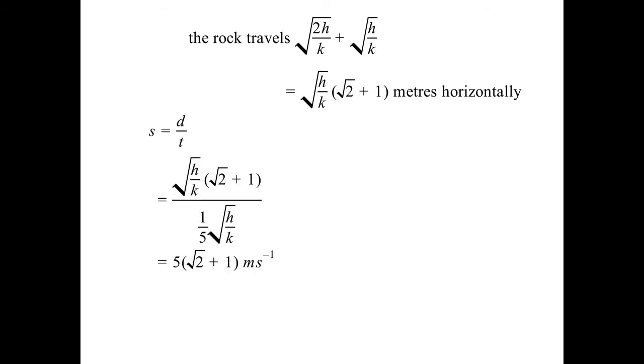Speed equals distance over time. The time of flight of the stone is the same as the time of flight of the bird. Remember, the bird took off as soon as we let the stone go, and then the rock hit the bird.